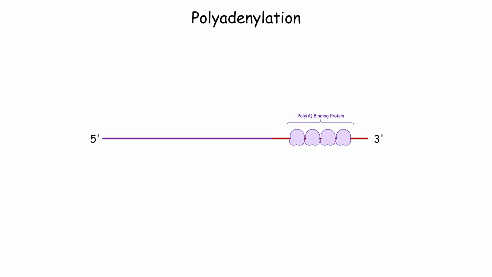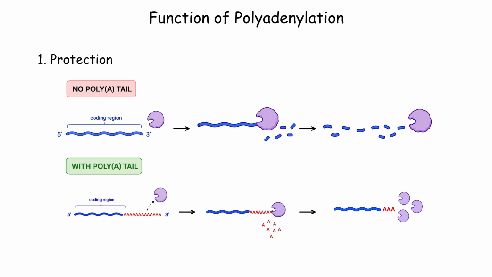As the tail grows, proteins called poly-A binding proteins attach to it. These proteins help stabilize the tail and protect the mRNA. Now the question is, why does the cell add this tail at all? The first function is protection. RNA molecules are naturally unstable inside the cell because enzymes can break them down. The poly-A tail acts like a protective buffer.